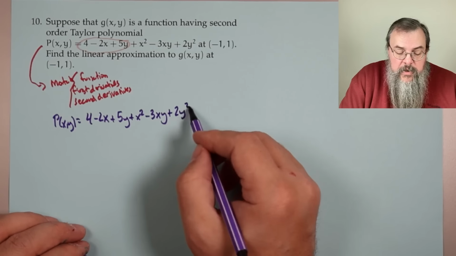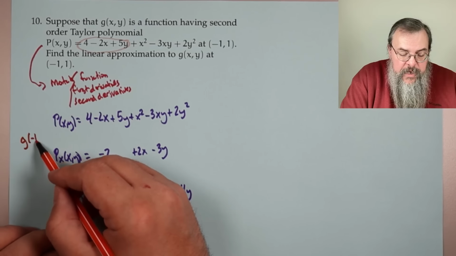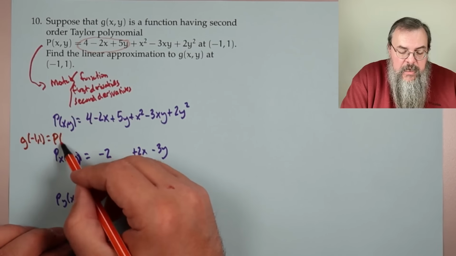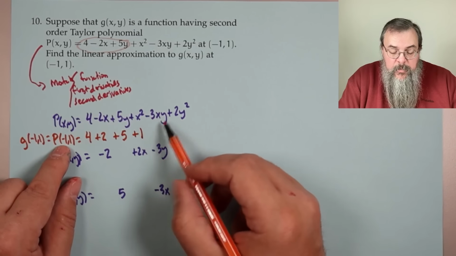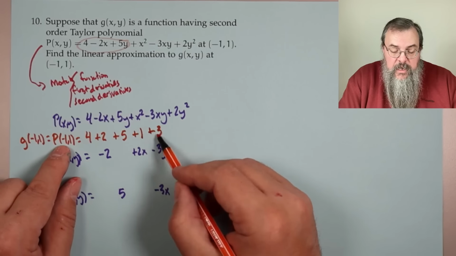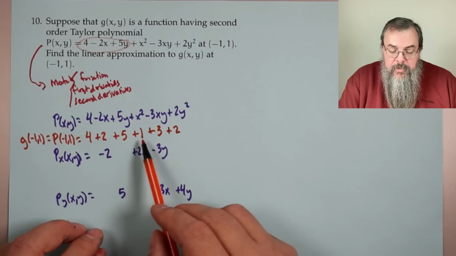What happens when we plug in minus 1, 1 has to agree with what the function would do at minus 1, 1. So our great insight is that g at minus 1, 1 has to match p at minus 1, 1. And so let's plug in. So that's going to be 4. X is a minus 1, so plus 2. Y is a plus 1, so plus 5. Minus 1 squared makes plus 1. Minus 3 times minus 1 times 1 makes plus 3. Plus 1 squared is plus 2. So we have 4 plus 2 plus 5 plus 1 plus 3 plus 2.